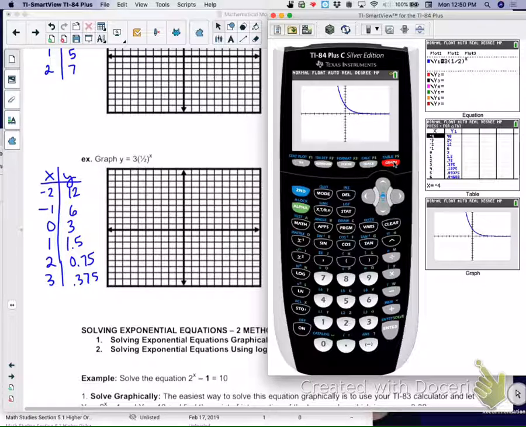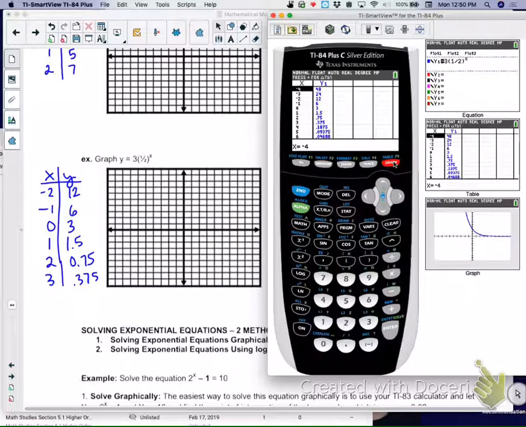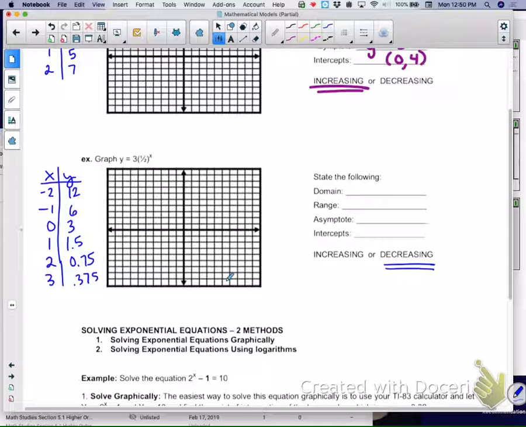Okay, look at the table. You can see the values that I picked there. I was looking for numbers that were whole numbers, if at all possible, numbers that weren't too big, numbers that weren't too small. So I stopped at 3 because that's already pretty small there. So putting it on paper then, negative 2 is going to be up there, negative 1 is 6, then 0 is 3, 1 is 1.5, 2 is a little bit less than 1, and 3 is getting pretty close to 0 there.